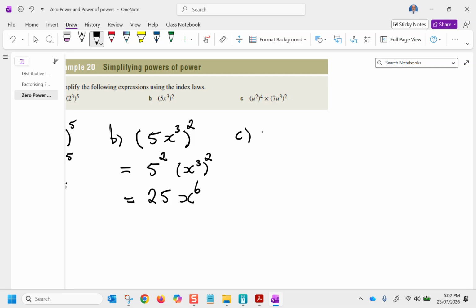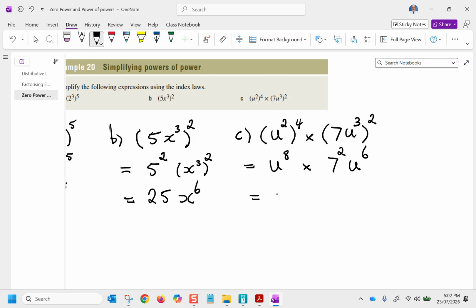All right, last one, part C. u squared to the 4th power, then multiplied by 7u cubed, all to the power of 2. The first part here, power of 2 multiplied by 4 is 8. Then copy the multiplication. I'll have the number 7 squared, and then I'll have u cubed to the power 2. 2 and 3 multiply to be 6. Now 7 times 7 is 49.